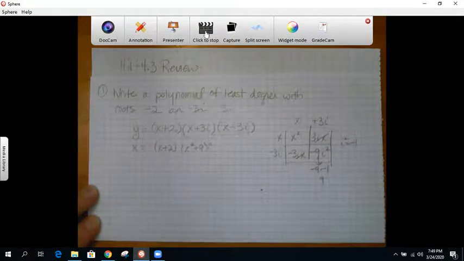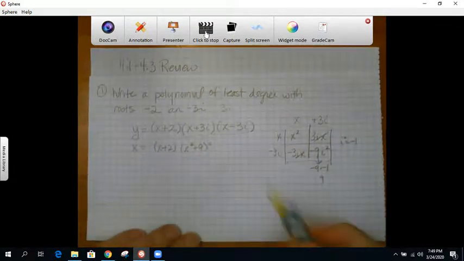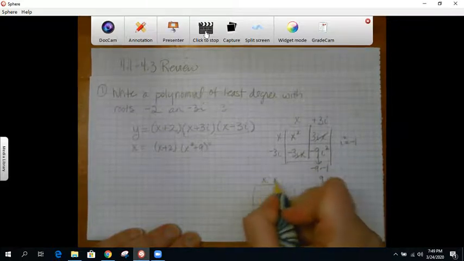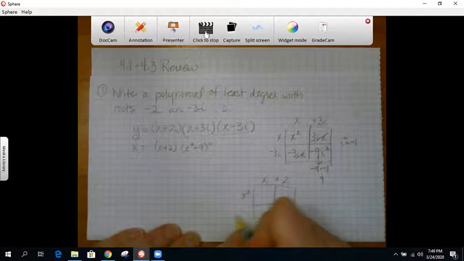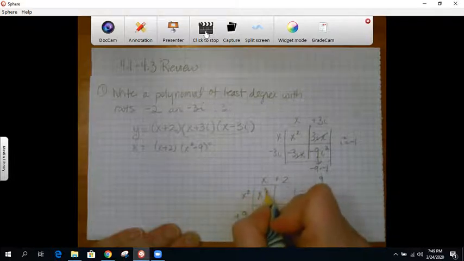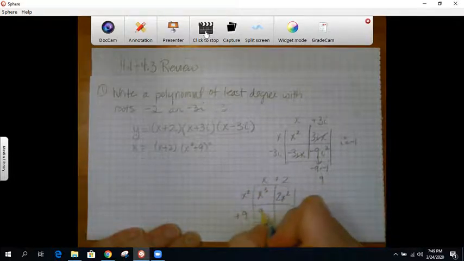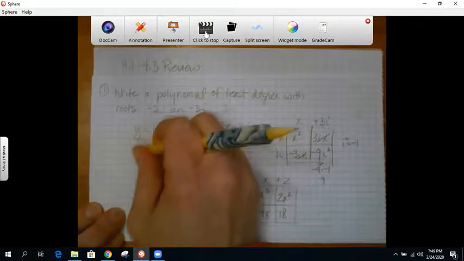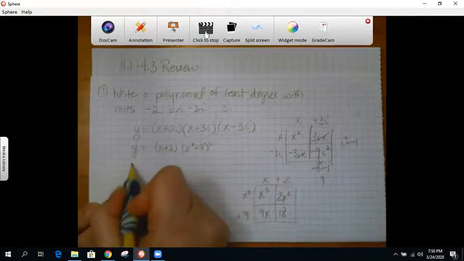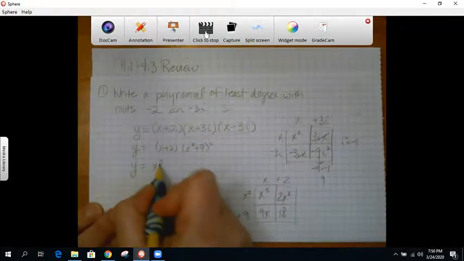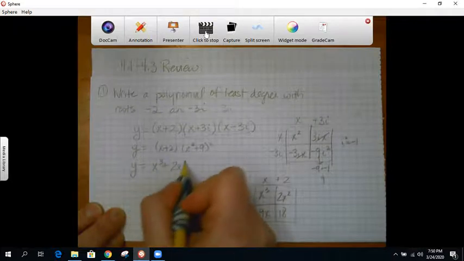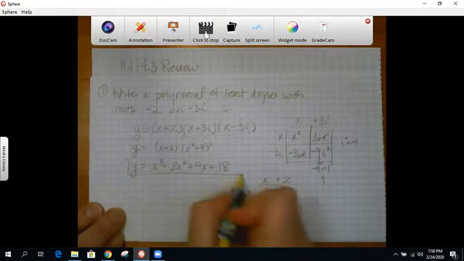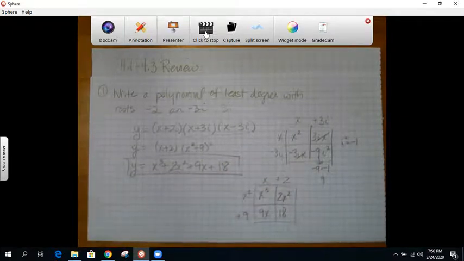Okay, and then we're going to make a box to multiply this other pair. So x plus 2 times x squared plus 9. So that's x cubed, 2x squared, 9x, and then 18. Oops, this should be y equals, right? So then we would have y equals x cubed plus 2x squared plus 9x plus 18. And that would be our polynomial.